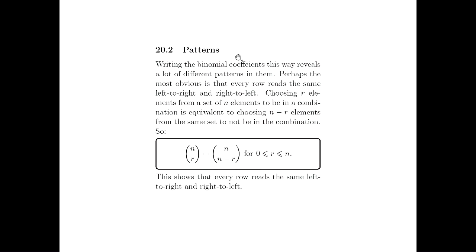So the first one is that every row reads the same left to right and right to left. And this is the same as saying that n choose r is the same as n choose n minus r, right? For any r between 0 and n, right?